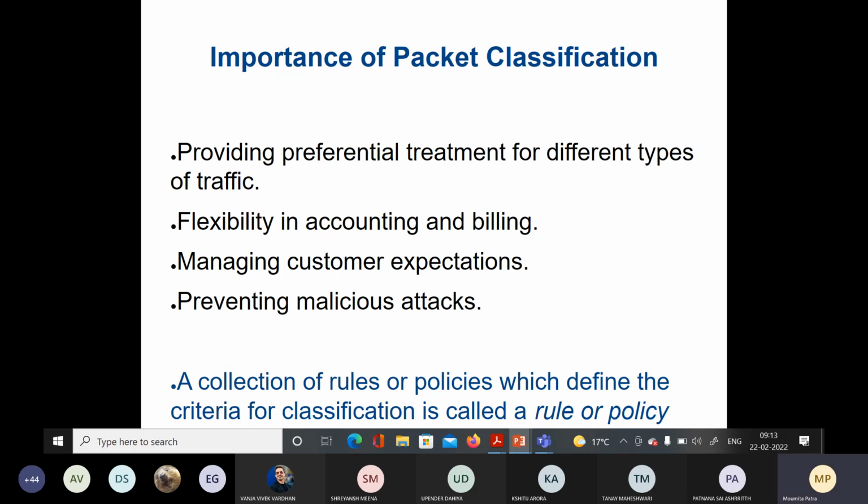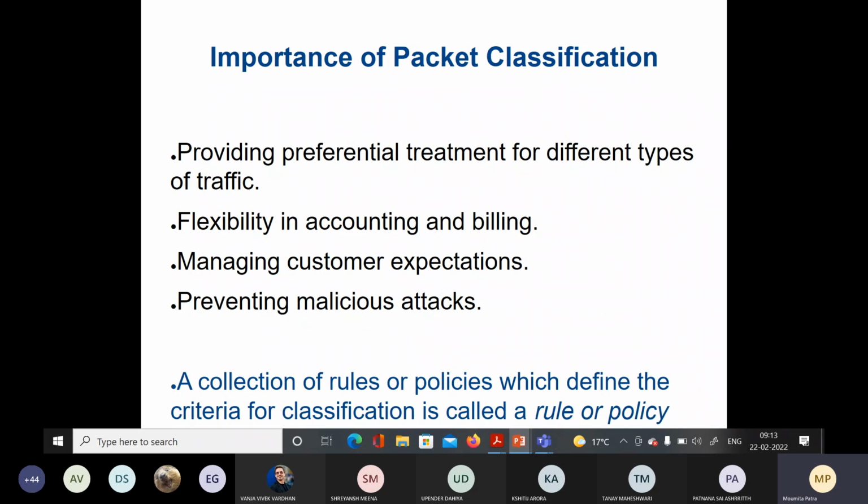Not only that, because we are classifying the packets, we will get to know the type of application and the requirement from the user's side, and accordingly we can perform actions on those packets so that the customer's expectations can be satisfied by giving the packet some preferential treatment, depending upon how much the user is willing to pay, or how much the user is prioritizing its packets. Okay, so with packet classification, we can also manage customer expectations.